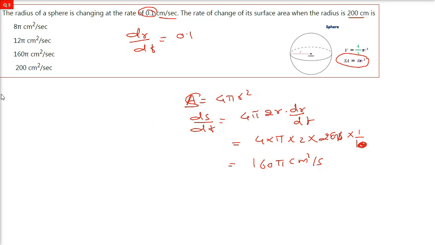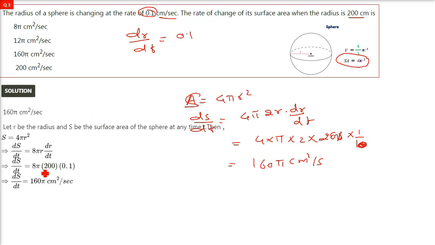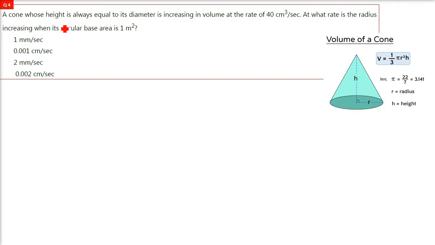This is your answer. Now this is the reference for you, how actually I did it. This is how you're going to write. A cone whose height is always equal to its diameter is increasing in volume at the rate of 40 centimeter cube per second. So this is radius and the whole is diameter. Diameter is 2r. So the height is always equal to the diameter, 2r. So dV by dt is 40 centimeter cube per second.